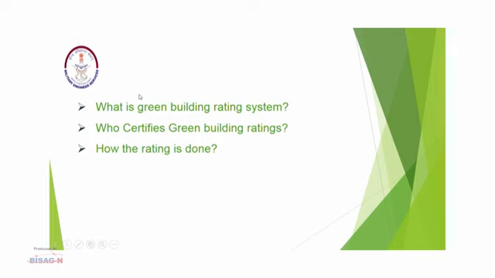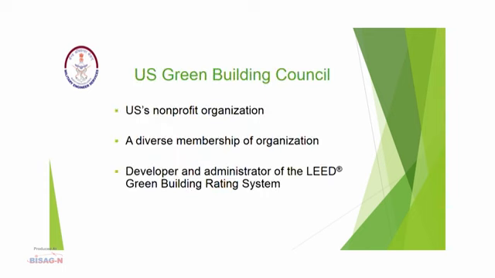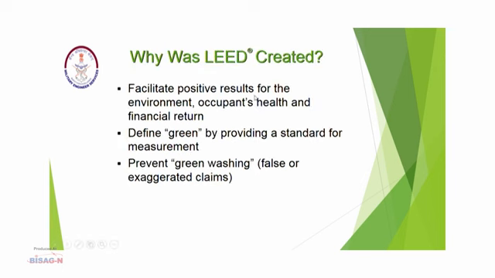So what is a green building rating system? Who certifies it and how is the rating done? In 1993, USGBC, that is the Green Building Council, was established, and under that LEED was an initiative taken by USGBC, which is a non-profit organization driven by different members of the construction industries. LEED was created to facilitate positive results for the environment, occupant health and financial return. It defines green by providing standard parameters for measurement, and that prevents greenwashing.